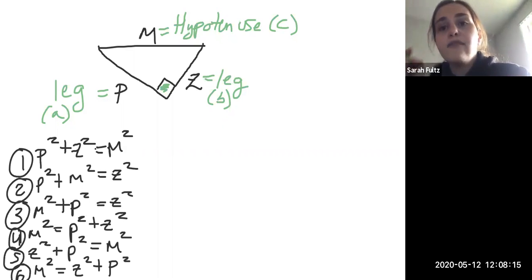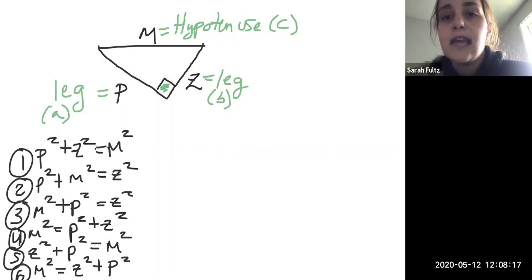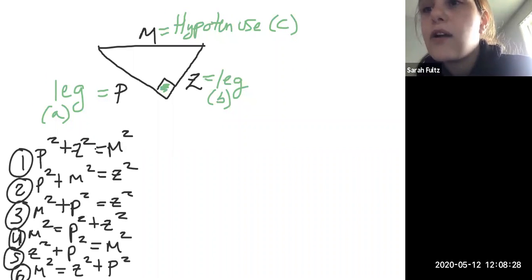All right, so I have the 3 sides in the Pythagorean theorem, and we want to figure out which one of these equations is correct. So remember our Pythagorean theorem.